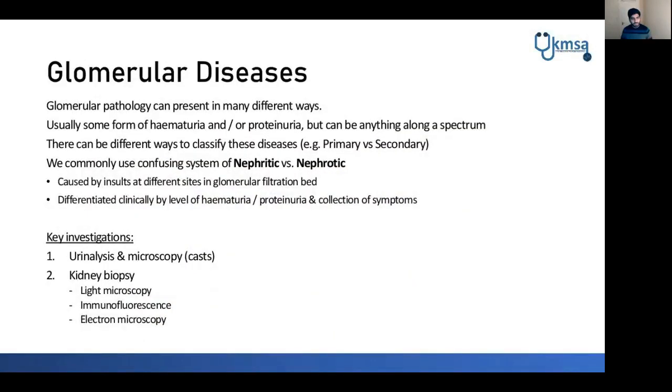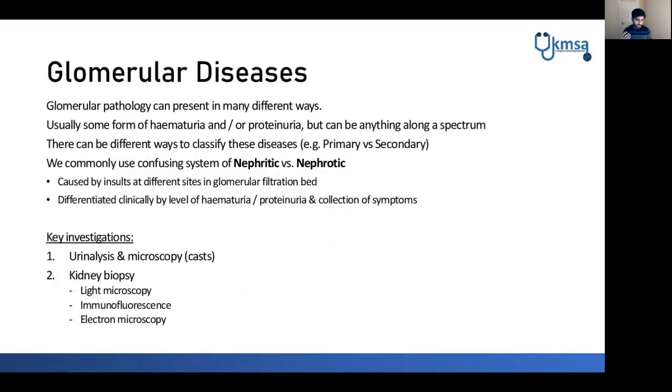Okay, so we talked about AKI. Let's talk about glomerular diseases. So we're getting on to the nephrotic and nephritic syndromes here. Just before we dive into it, something to conceptualize. I always hated this because I think it's a terrible way to classify stuff, or not an ideal way. Know that glomerular diseases, or pathology that affects the glomerulus, can present in a whole spectrum of ways.